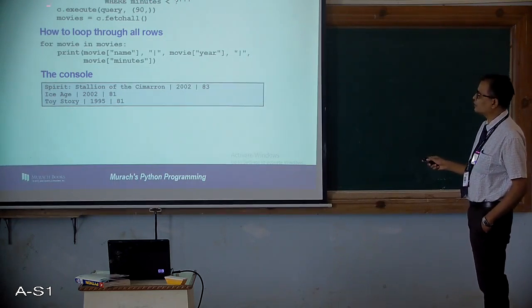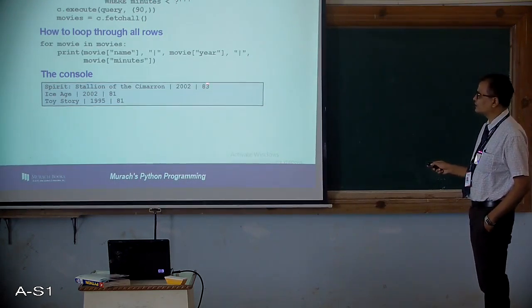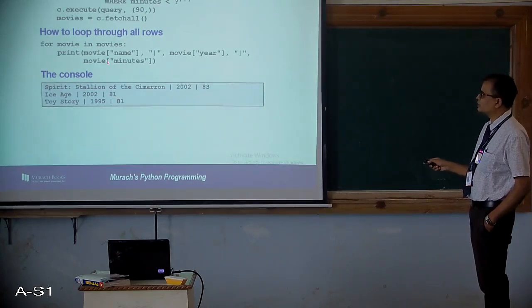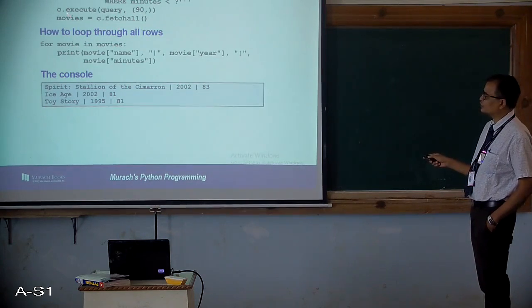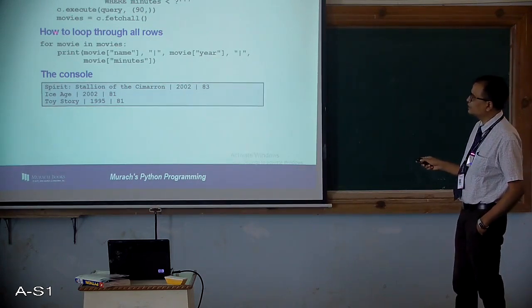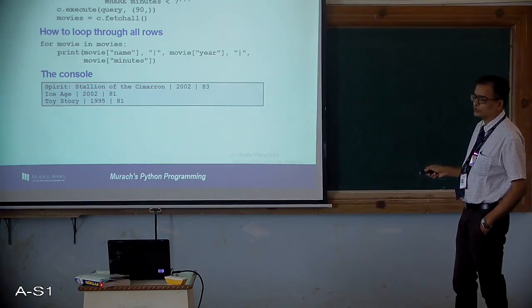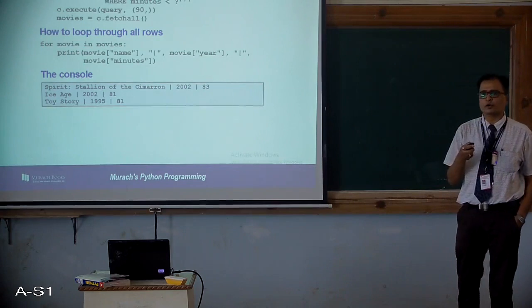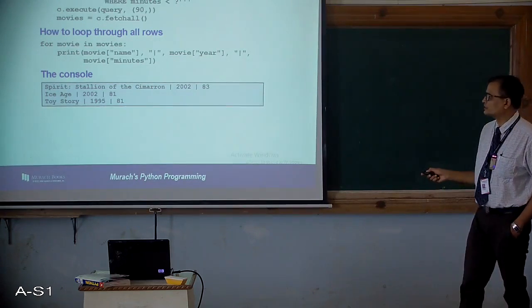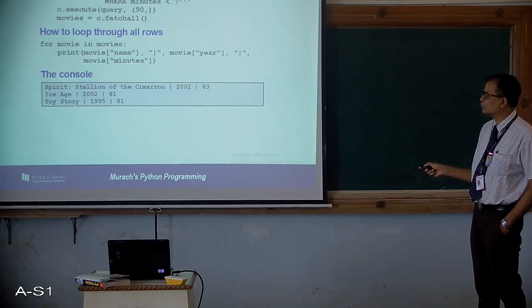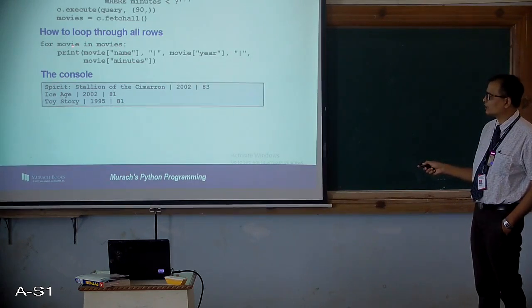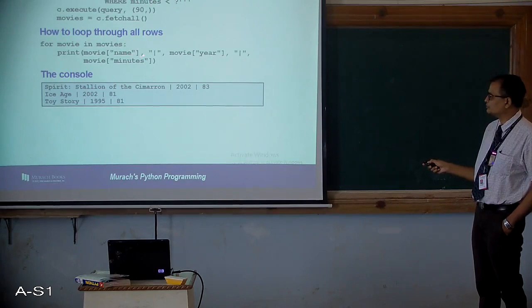So all the records where it is less than 90, that is 83, 81, 81, these three records are available. At once all the three records are fetched and stored into movie, right? Then you can use a loop to extract one row at a time from this. So how is it done? For movie in movies, where movies is the set of records, we are getting one record at a time. Print movie of name, then separated by a pipe, movie of year separated by a pipe symbol, movie minutes. So this will display like this.